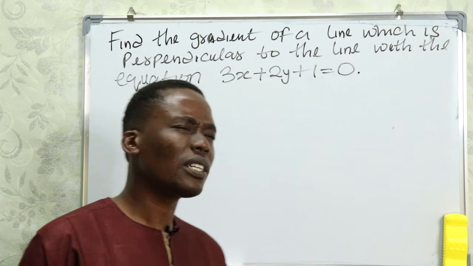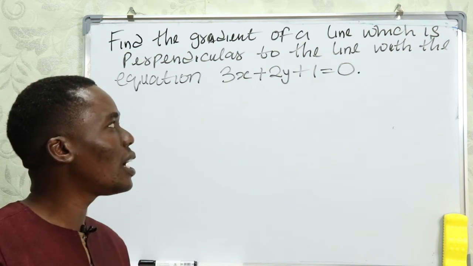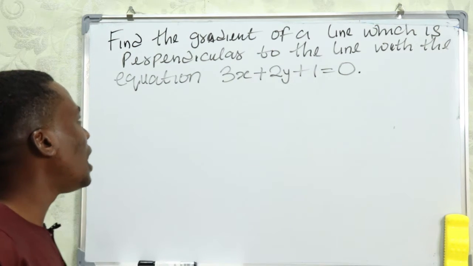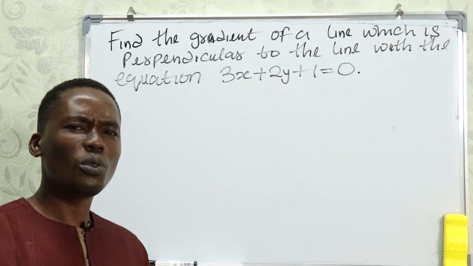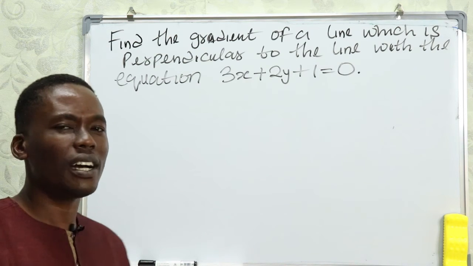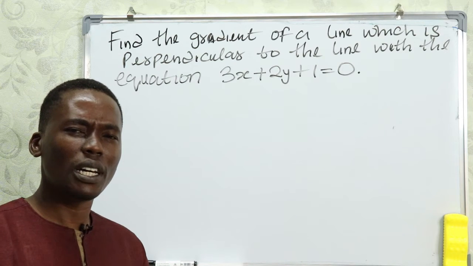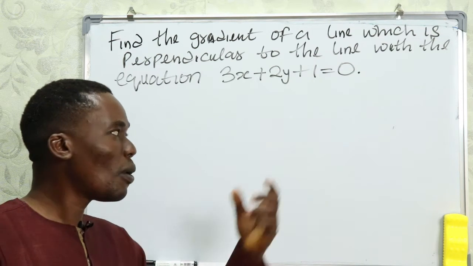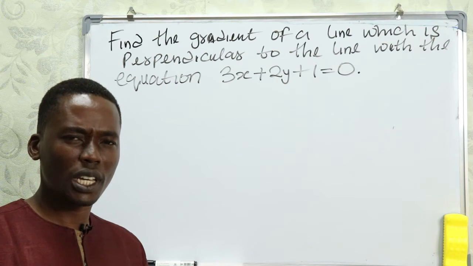We are going to look at a question that has to do with the gradient of a line which is perpendicular to the line of another equation. Now, these are two lines, and when you're solving questions like this, you need to know the formulas and the principles. Before we dive into solving this question, I want you to know two things.